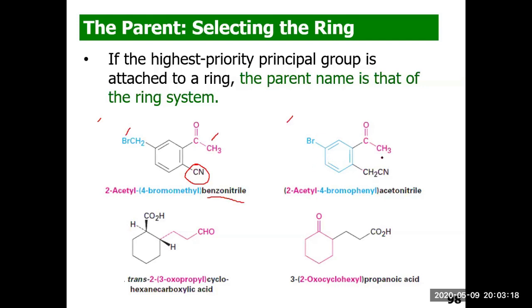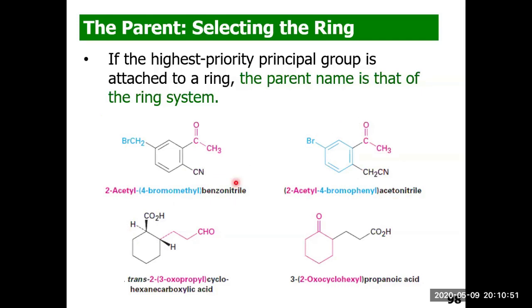In contrast, if you look at this molecule, the nitrile group is connected to an open chain, which is your CH2. So the parent name will be acetonitrile. The correct names for these molecules are 2-acetyl-4-bromomethyl benzonitrile, and 2-acetyl-4-bromophenyl acetonitrile for this molecule.